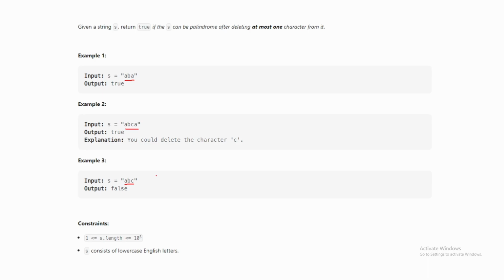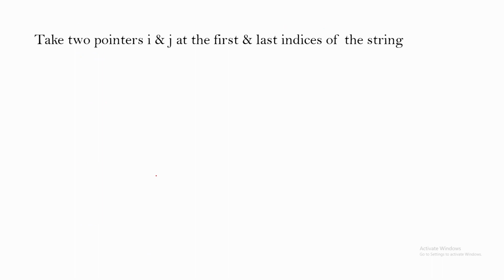Now let's talk about our solution approach. What we'll be doing is we'll take two pointers named, say, i and j at the first and last indices of the string. That means we'll take two variables, say i that will point at the very start, initially at the first character of the string, and j will point at the very last character of the string. Then we will keep checking their values.